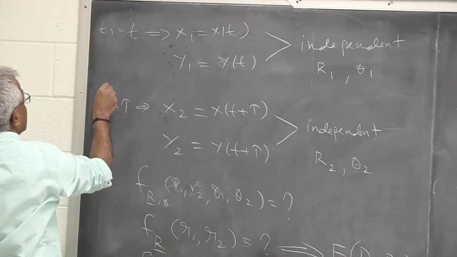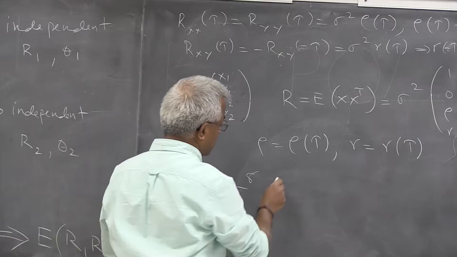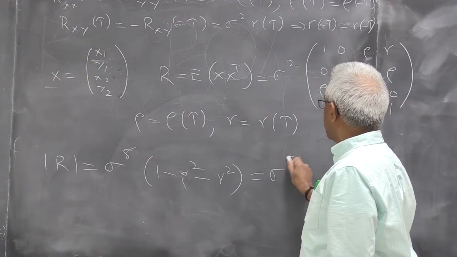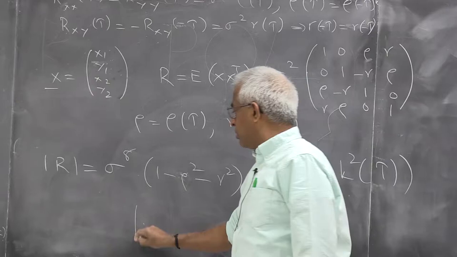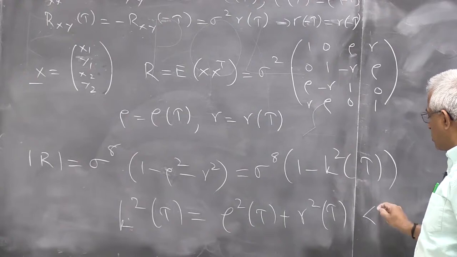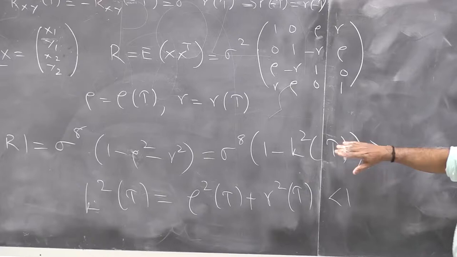The determinant, if you do this quickly, will turn out to be sigma to the eighth multiplied by 1 minus rho squared minus gamma squared. I'm going to write this as sigma to the eighth multiplied by 1 minus the standard notation k squared tau, where k squared tau is rho squared tau plus gamma squared tau. Notice that this has to be less than 1. If these random variables are not completely dependent, then the determinant is positive, and consequently k squared is less than 1.